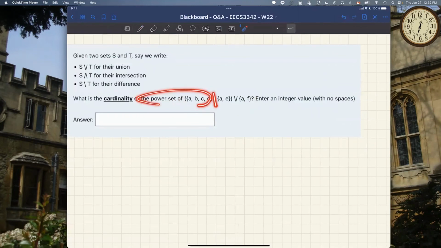So the way I saw it was the open parentheses were dictating what we were computing the power set of. So I did the power set of ABCD difference AE, and then I unioned the power set with AM. I see what you mean.